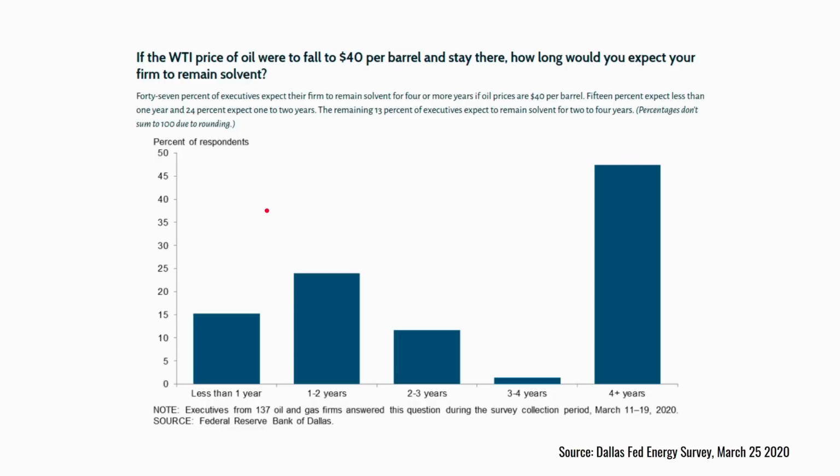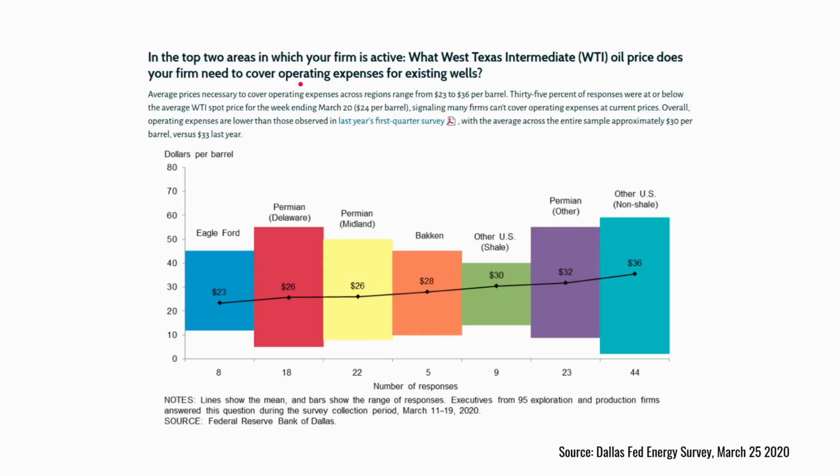In a Dallas Fed survey, oil companies were asked, if the price of oil were to fall to $40 per barrel, how long would you expect your firm to remain solvent? About 15% of the companies said less than a year, and 40% of the companies would become insolvent after 2 years. When asked the price of oil needed to cover their operating expenses, all of them needed a price which was above $23, and some needed a price of $36 or more. So unless the price of oil increases significantly, and that would require a pickup in demand, which requires a pickup in economic activity, then this could spell severe problems for the US energy industry and all the huge number of services companies which depend on those oil companies.